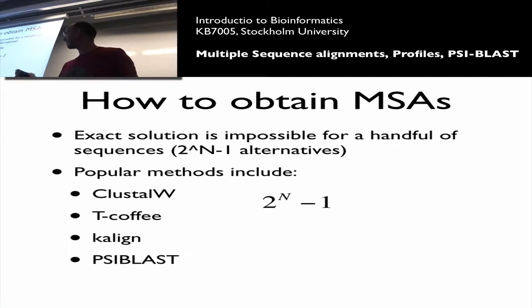There are a number of these methods. ClustalW was for a long time the most popular method. It was probably not the best method, but it was a good compromise between speed and accuracy. Kalign is another good compromise. It was developed here in Stockholm by the Sonnhammer group. T-Coffee and other methods too. One problem is that all of them have a tendency, nowadays when you have extremely big families containing tens of thousands of sequences, that they can't really handle it. These are okay methods if you use maybe 10 or 100 sequences, but for really big families, they are not very useful.